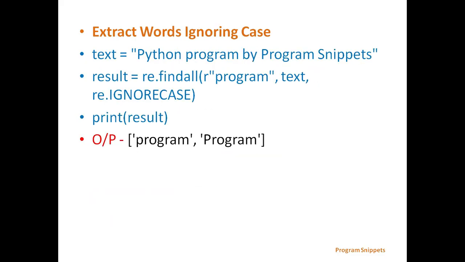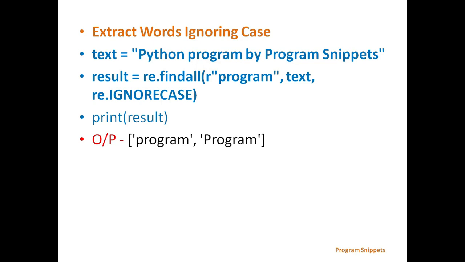Then we see extracting words while ignoring the case. So here we have defined a text with "Python Program by program snippet", and we'll find the word program in the text by ignoring the case. So we'll give the pattern as program, then the text and re.IGNORECASE. And when we execute, it will give program with small p and capital P.